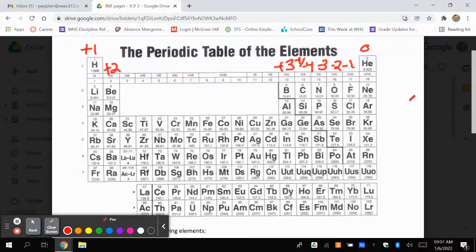Good. The other thing we focused on is we determined where the metals and the non-metals are on the periodic table. Remember, this stair step of the metalloids breaks our periodic table in half. Everything on this side of the stair step is a metal, and everything on this side is a non-metal. This will be really important as we look at the difference between ionic and covalent bonding. Make sure you understand this before you start the activity.